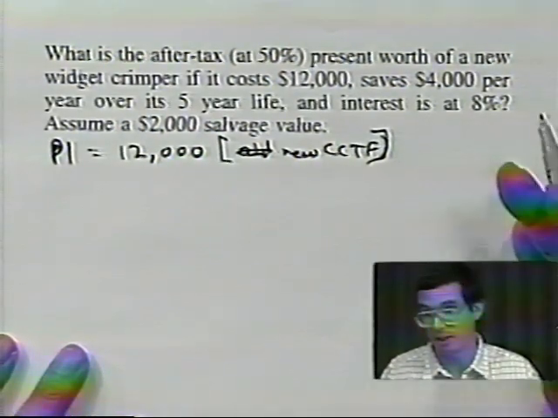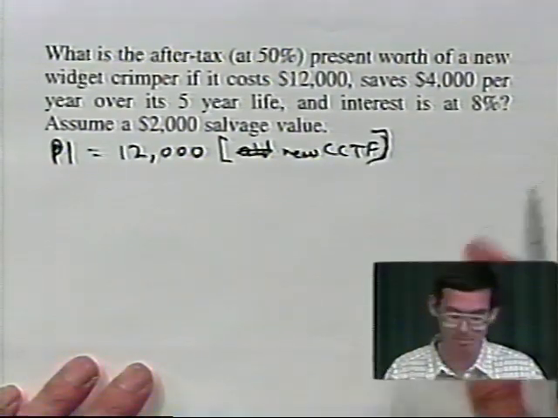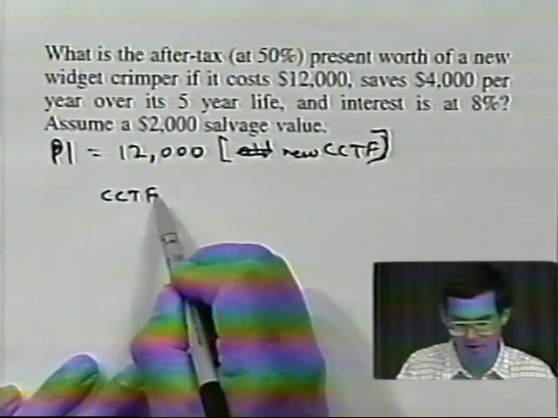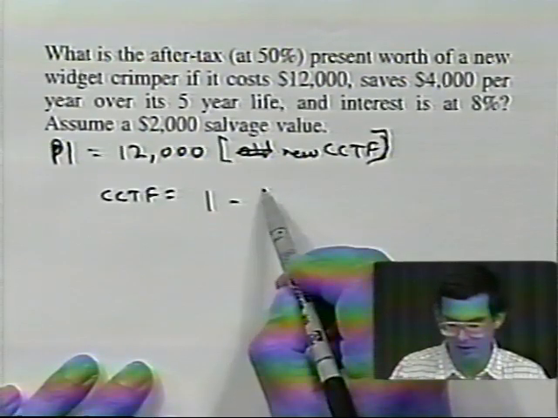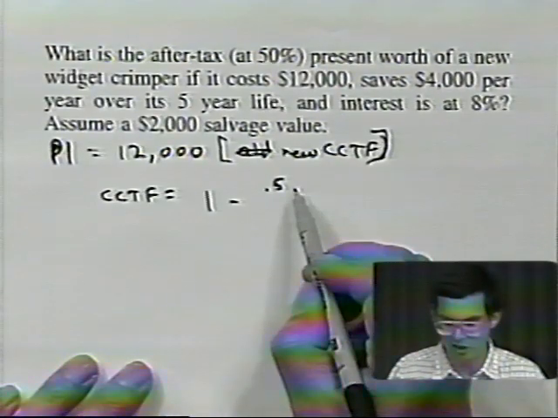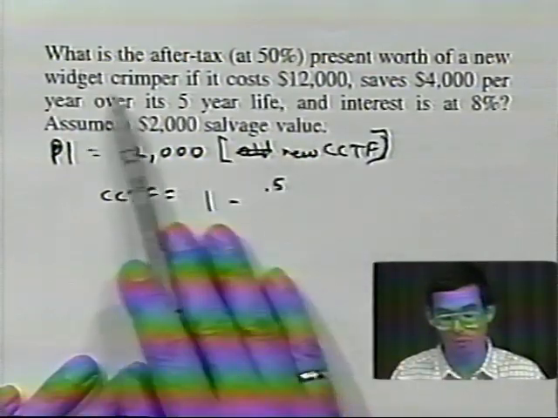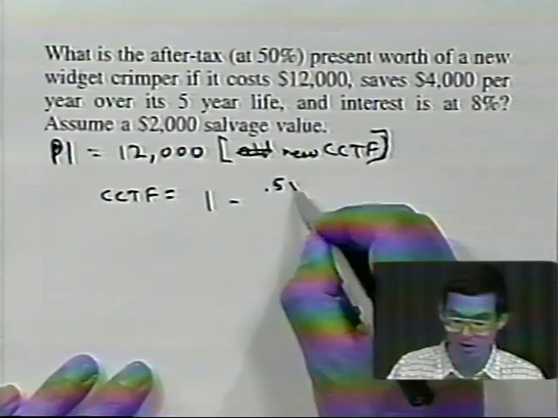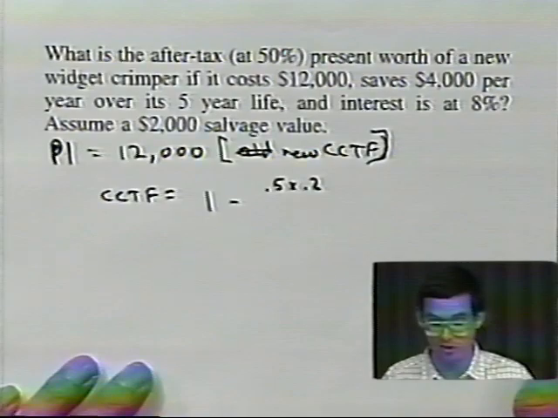If we were in a company, that new CCTF may already have been calculated. We'd just have to look it up, or it would be given to us. But in this case, we calculate it. It's equal to 1 minus T, the tax rate, which is 50%, times the depreciation rate. We aren't given a depreciation rate. However, this is a widget crimper, which sounds like a piece of plant equipment. And so we're going to assume 0.2. That's a normal assumption for a depreciation rate in production-type problems.